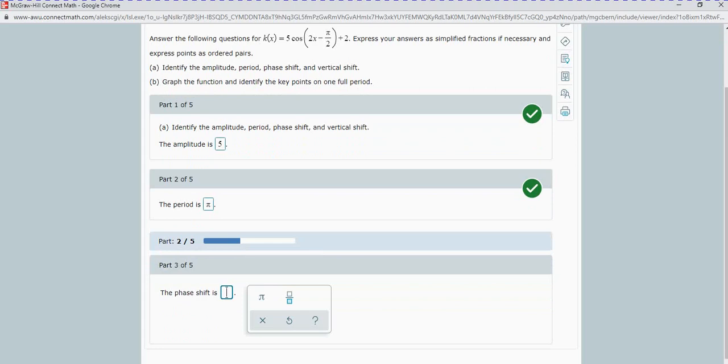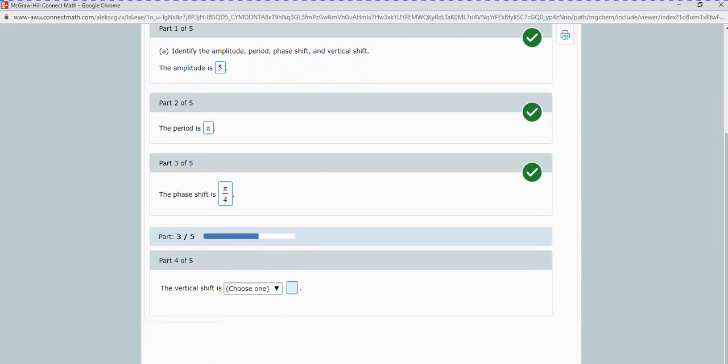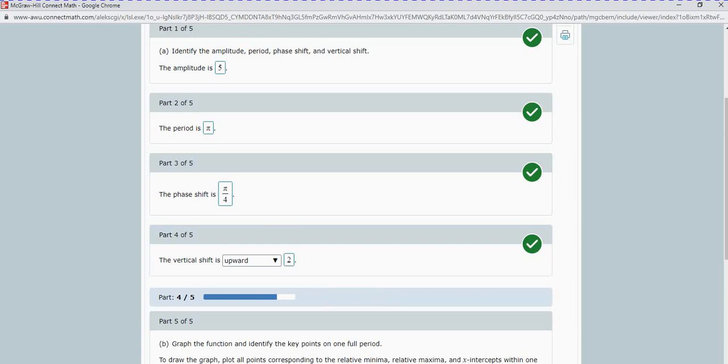Next thing we want is our phase shift. Now remember, the signs here matter. When we have subtraction inside of the function, it's actually a positive shift. It's a shift in the positive direction. So it's going to be positive pi over 4. So here's our fraction. We need our pi. We need our 4. Let's check it. Okay, pi over 4 is good. And then we have a vertical shift. The vertical shift is upward because we're adding, and it's upward by 2 units. And let's check that. Okay, so all of those attributes are correct, which means we can proceed with the understanding that these are all the attributes that this graph is going to have.